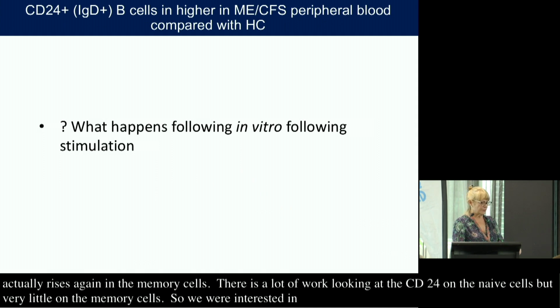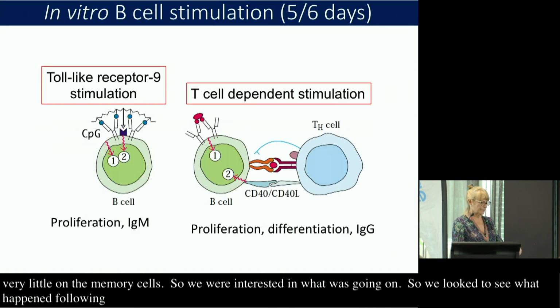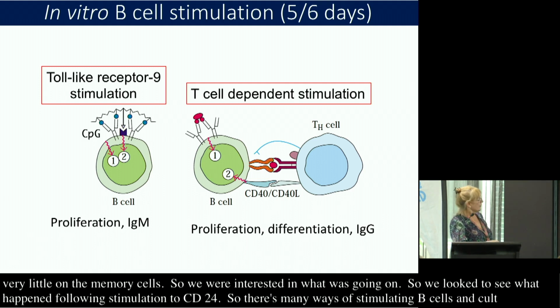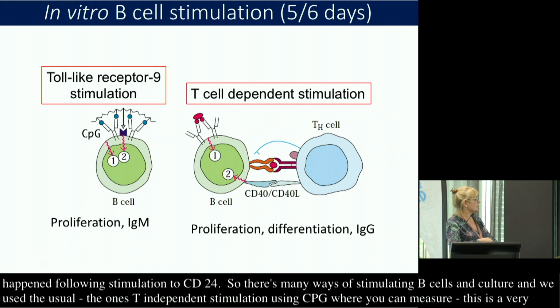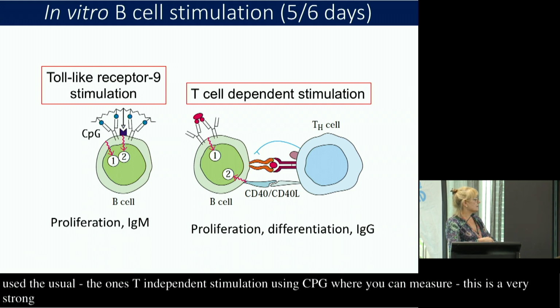So we looked to see what happened following in vitro stimulation. There are many ways of stimulating B cells in culture, and we used the usual ones: T-independent stimulation using CpG, which is a very strong proliferation signal, and you get IgM produced; and T-dependent stimulation with CD40, where you get proliferation, differentiation, and also IgG production.